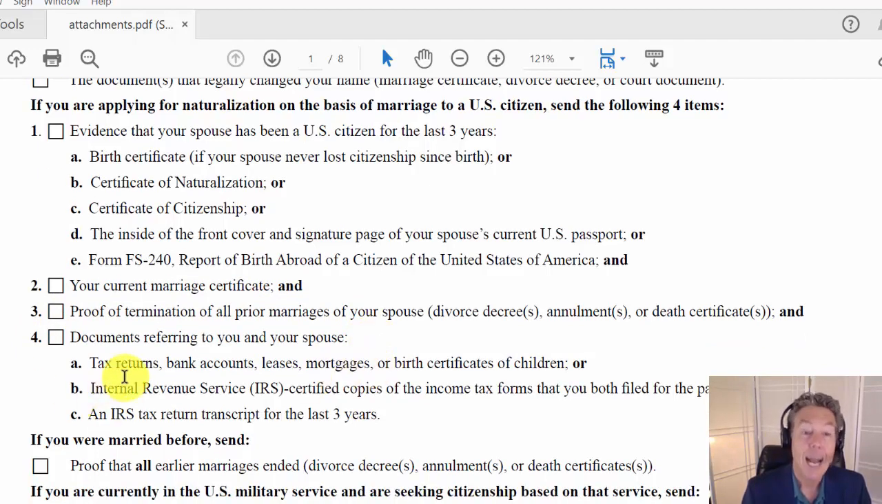Documents referring to you and your spouse. Okay, here it goes: tax returns, bank accounts, leases, mortgages, or birth certificates of children, or IRS certified copies of income tax returns that you both filed for the past 3 years, or IRS tax return transcripts for the last 3 years.